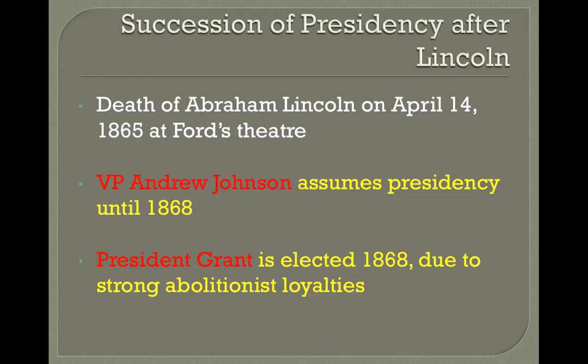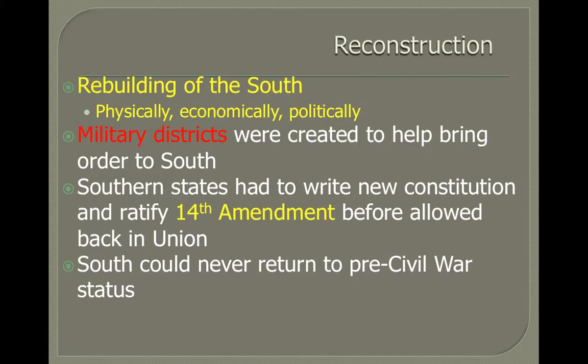Vice President is Andrew Johnson. He assumes the presidency until 1868. Grant will be elected in 1868 due to his strong abolitionist loyalties. But that's basically what happens after Lincoln dies. Lincoln did see the passage of the 13th Amendment. However, the 14th and 15th Amendment will happen during this Reconstruction time period. Pause this one, get it down.